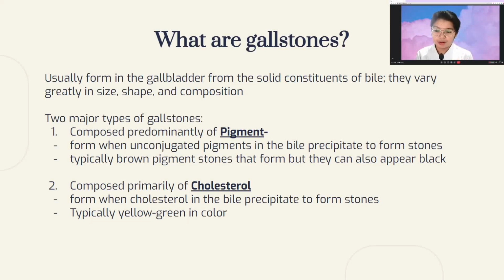The other type of gallstones are composed primarily of cholesterol. They form when cholesterol in the bile precipitates to form stones. And again, precipitate means they clump together, harden, and form stones. The hows and whys of gallstone formation will be discussed in the pathophysiology. But right now we're discussing cholesterol gallstones, which are typically yellow to green in color.